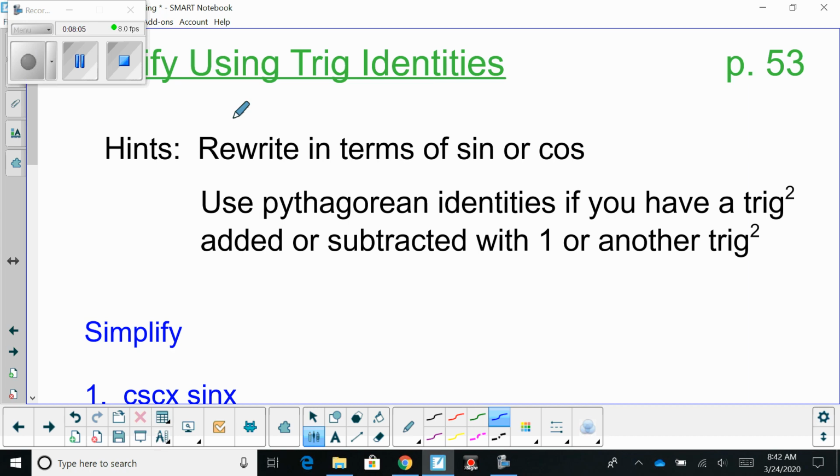Simplify using trig identities. Now, these 2 hints will serve you well for the rest of the week into next week. When we are trying to simplify or verify, which we'll be working on the next 2 days, you're going to try to rewrite things in terms of sines or cosines. And if you see pluses or minuses, think about your Pythagorean identities. Use Pythagorean identities if you have a trig squared added or subtracted with one or another trig squared.